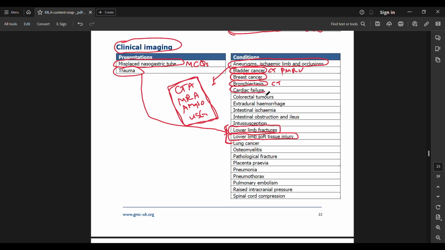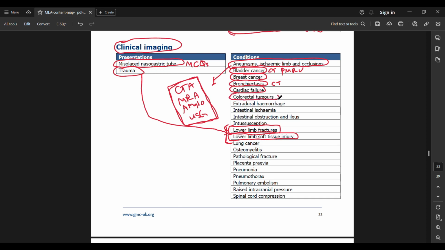Next, you have cardiac failure. In this case, you need to know that an echocardiography will be done, a chest x-ray might be done, and also you need to know the findings you might see on an x-ray. So you might see pulmonary edema, you might see cardiomegaly. So just make sure you look at that as well.